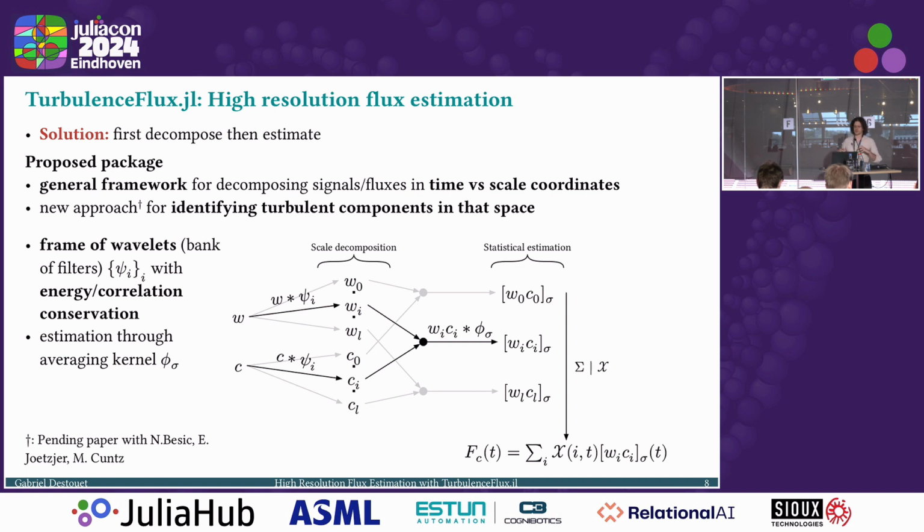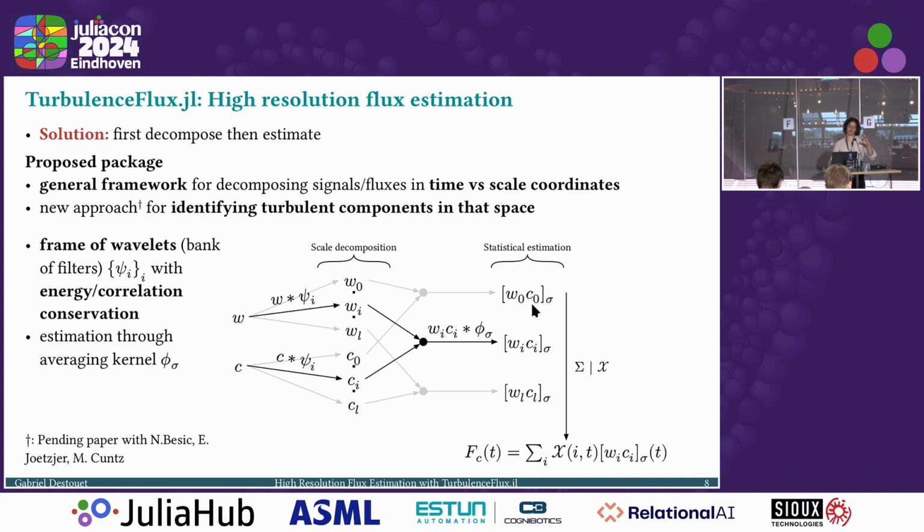The way to do this is to use a frame of wavelets. Since we are estimating physical quantities, we need to guarantee some energy and correlation conservation, so the frame of wavelets is constrained to have this property. Here we have the vertical wind speed, and here we have the gas concentration. We make a bunch of convolutions with a bank of filters, and then we produce, for each frequency band, a statistical estimation of the flux in that frequency band.